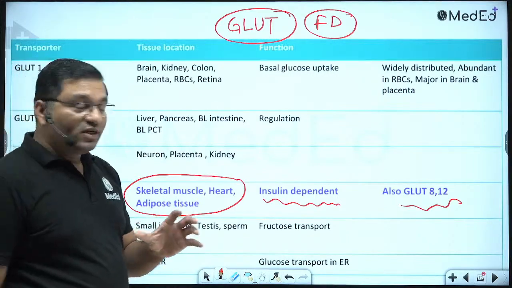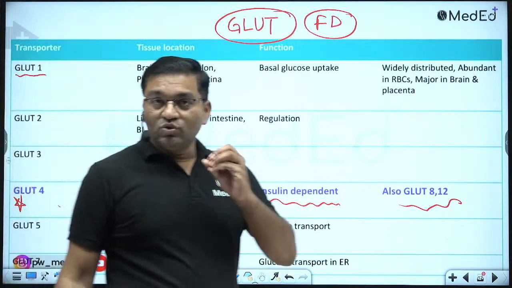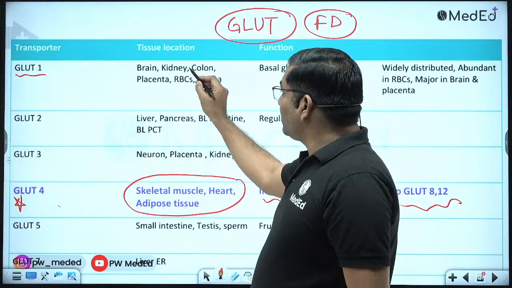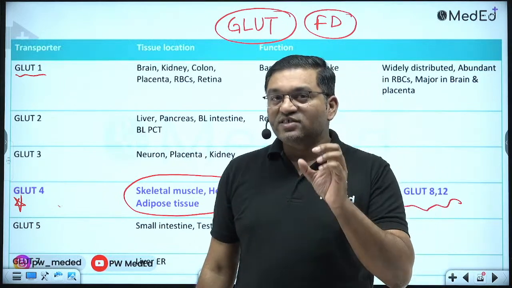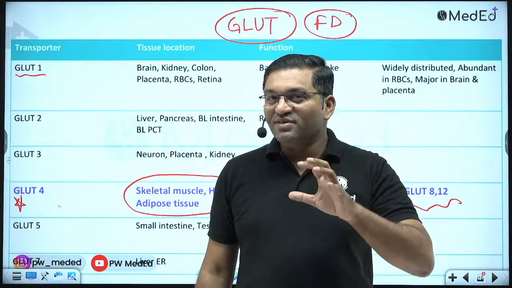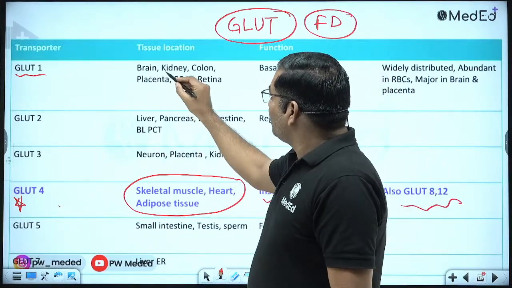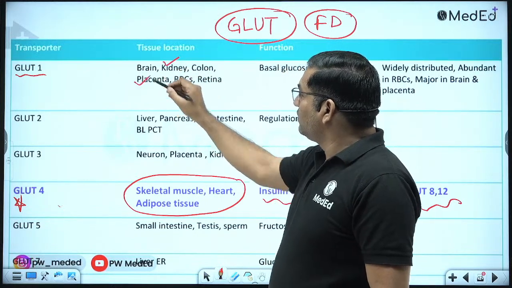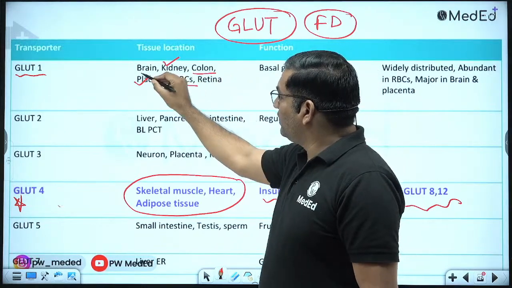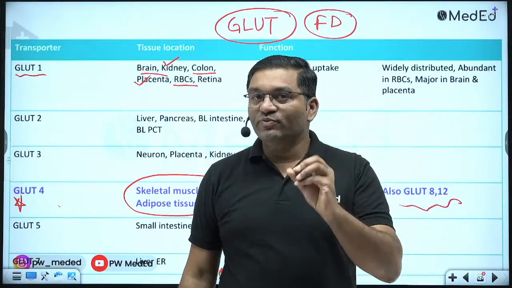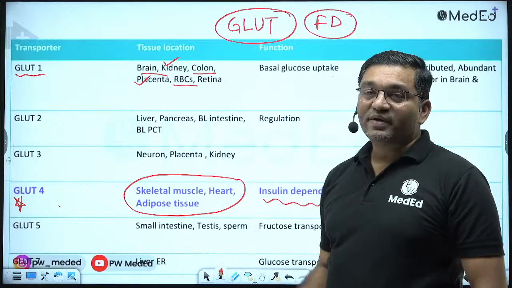And the second important point from this chart, see the location of GLUT1, it is widely distributed. GLUT1 is present in the brain, kidney, colon, placenta, RBCs and retina. Remember, Kohli plays for RCB, not RBC. Kohli means kidney, plays means placenta, for RCB means RBCs, colon, brain. So remember these points. GLUT1 is widely distributed and it is important for basal glucose uptake.